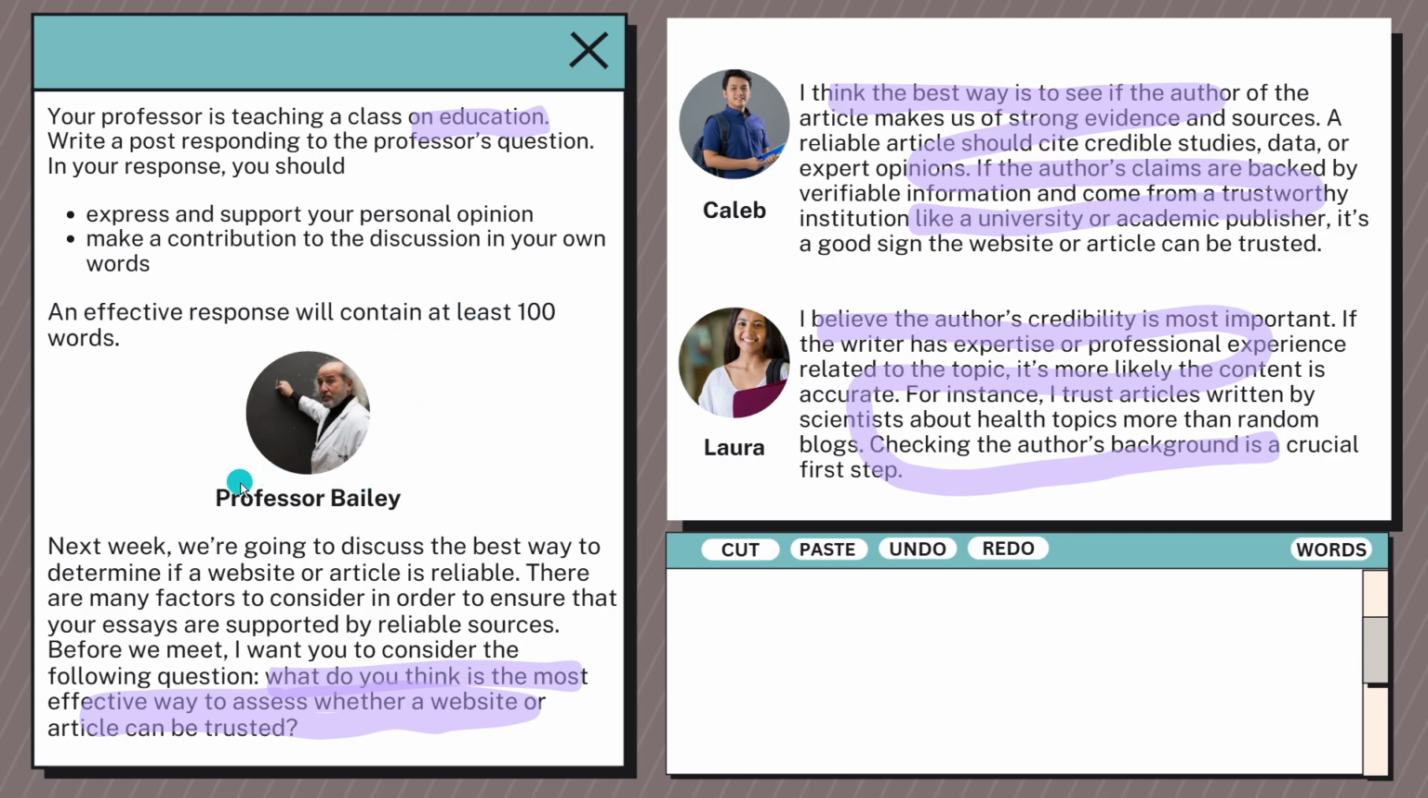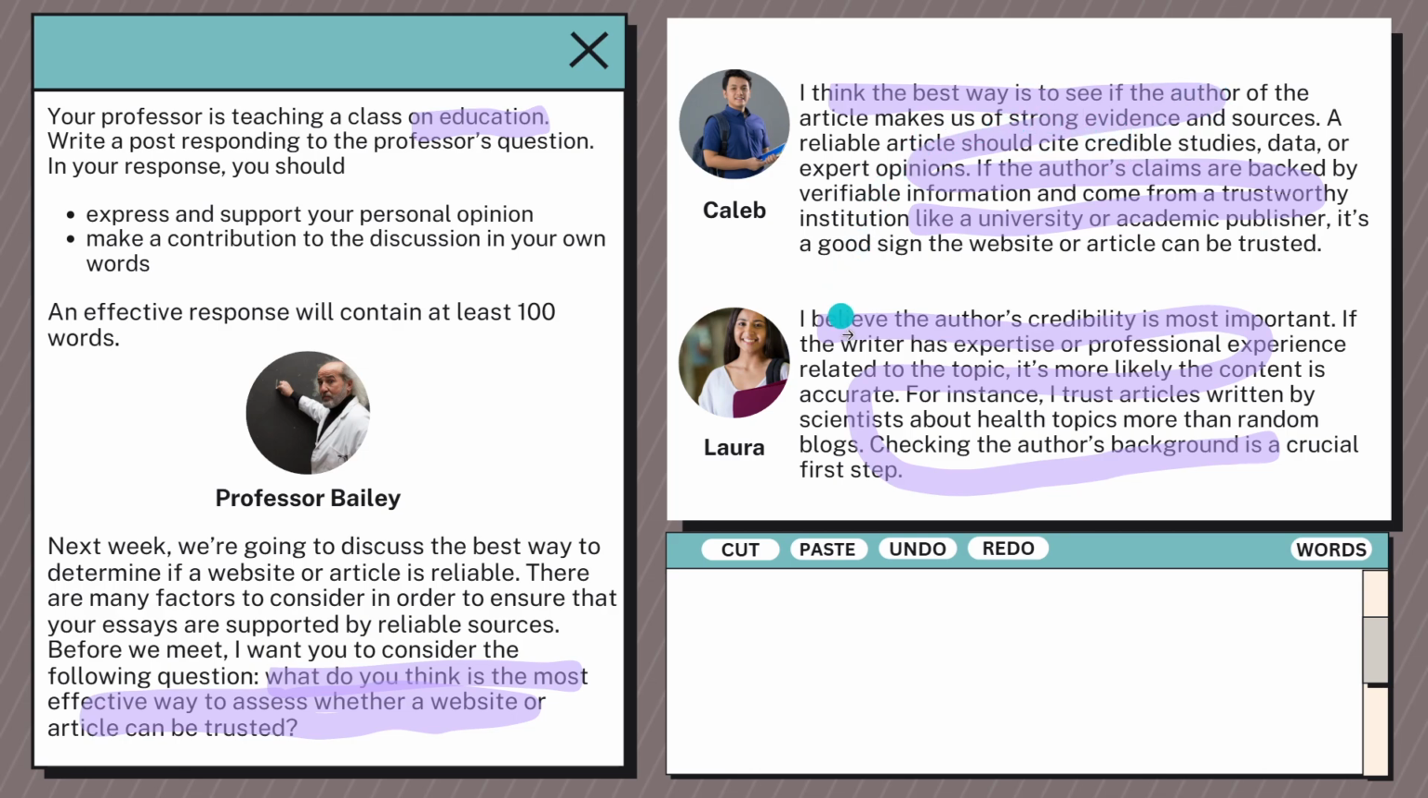Below the instructions is the question itself that you're going to respond to. The question is going to be 3 or 4 sentences, but the most important part comes at the very end. That's the thing you're actually supposed to respond to. In this case, the final sentence is, before we meet, I want you to consider the following question. What do you think is the most effective way to assess whether a website or article can be trusted?